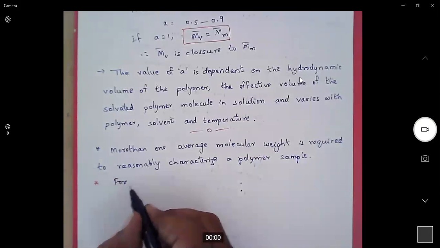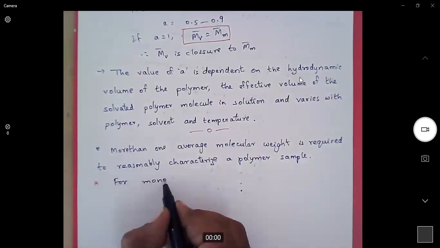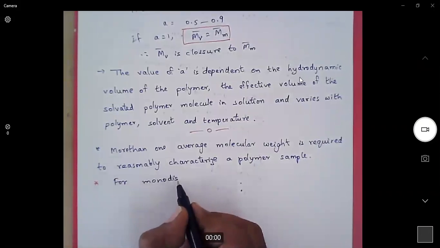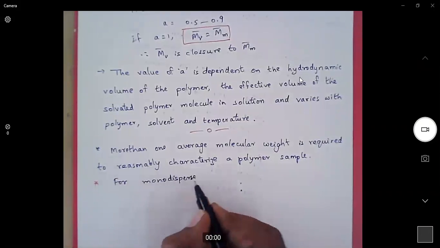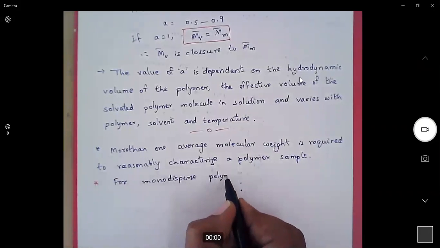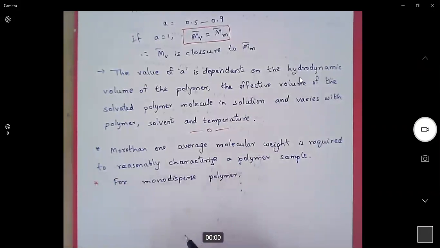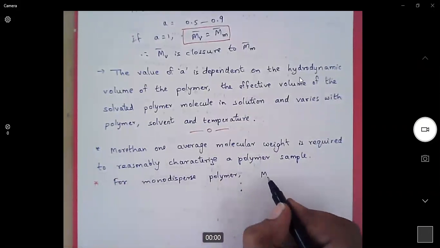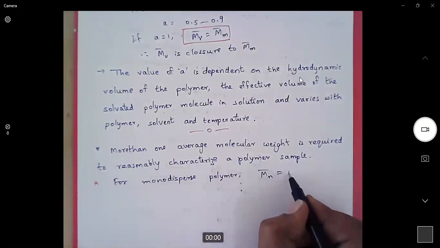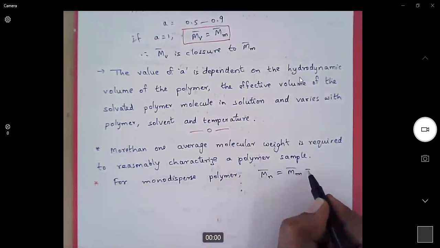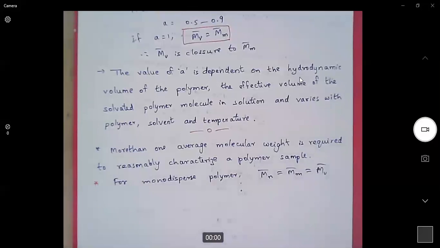Generally for monodisperse polymers, all these three methods are the same. They will give the same value. That means M_n bar is equal to M_w bar is equal to M_v bar. For a monodisperse polymer, all the average weights will give the same weight.